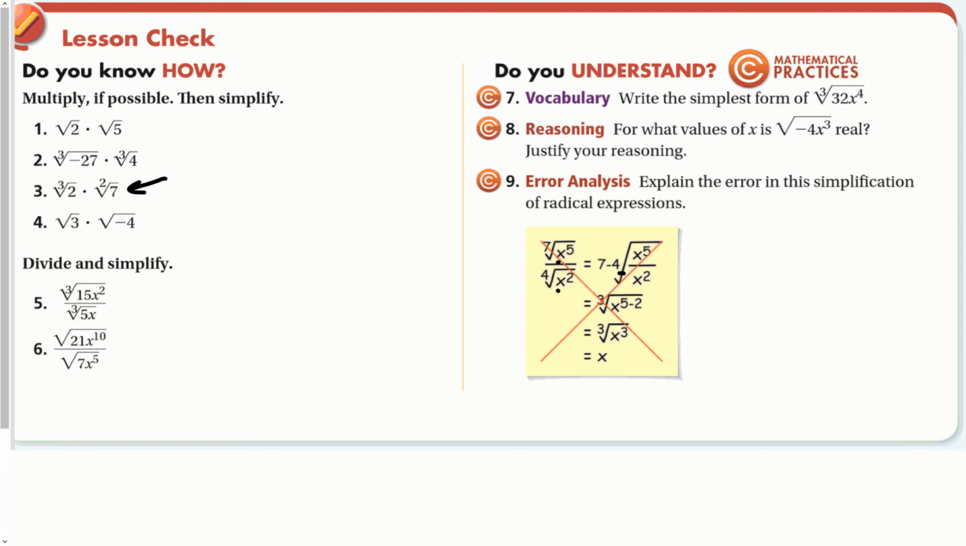Right? But anything that does have the same indices, you can. Right? And this we'll get to later. So that was 6-2, multiplying and dividing radical expressions.